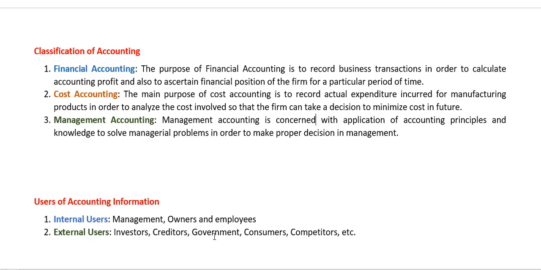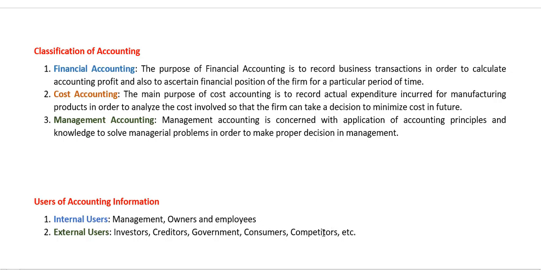The government has to levy many taxes on the businesses, like income tax and sales tax, nowadays known as goods and service tax, GST. And for other purposes, for government's policy making, the government needs this information. Then consumers need the information to know the products that they are consuming. So they want to know more about their company, how those companies are doing.